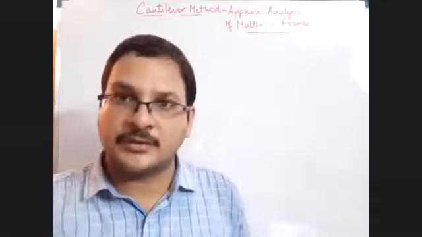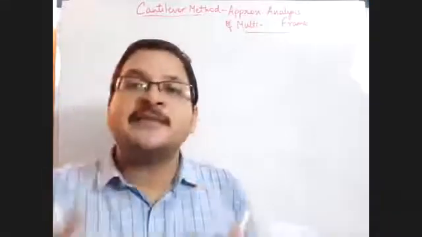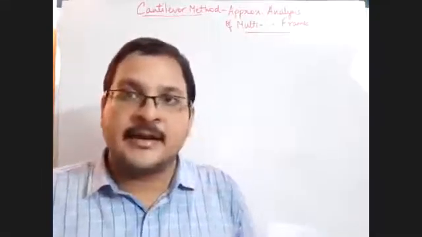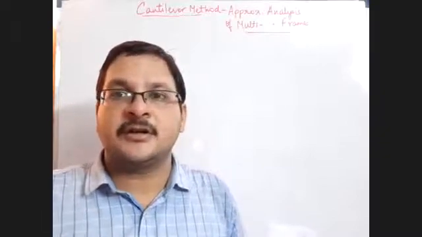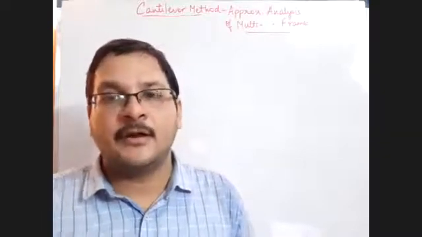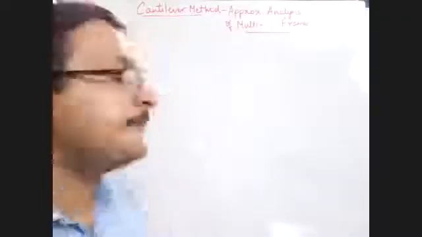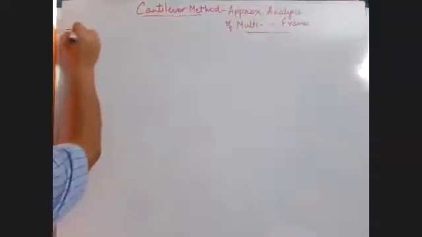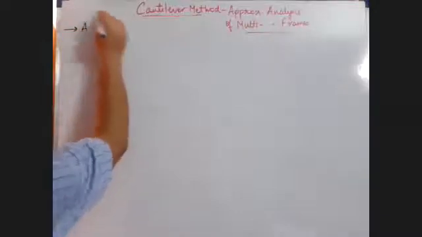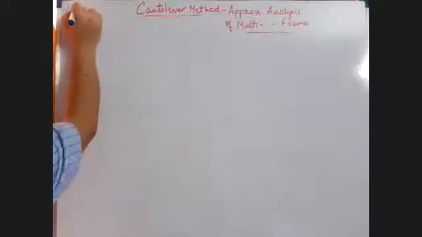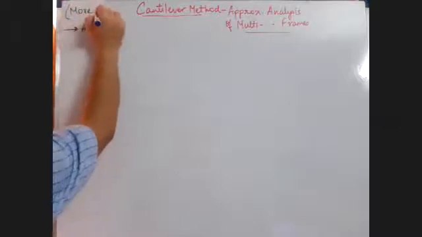Here we have two assumptions. The first assumption is similar. That is, the point of contraflexure lies at the midpoint or midspan of all the columns and beams. So first, here also, it is more accurate.